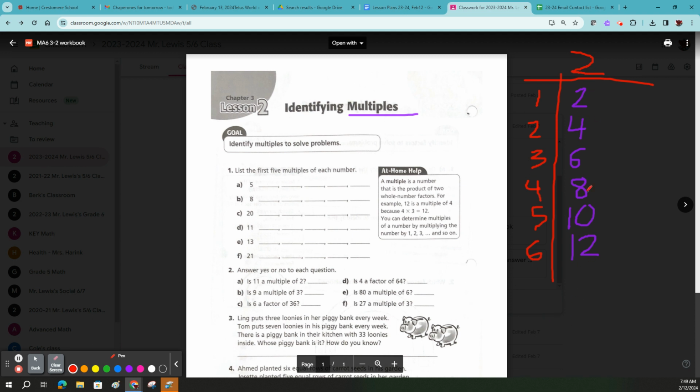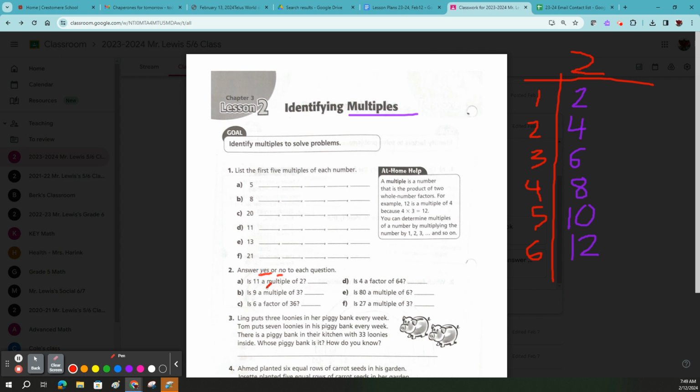And really what I've listed here are the first 6 multiples of 2. I could keep going, but I won't. I don't want to do that. I've got other things I want to do with my life before I die, listing infinite multiples. And that's essentially all this lesson's about, listing multiples of numbers. There's some questions down here that ask yes or no to each question.